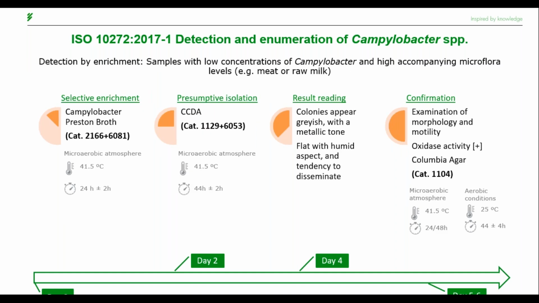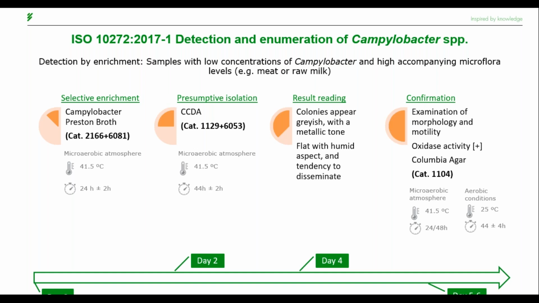The next detection procedure by enrichment is for samples with low numbers of Campylobacter and high level of background microflora, for example, as in meat or raw milk. The procedure is very similar to the previous one we have reviewed. The difference is that 10 grams or milliliters of the sample are added to 90 milliliters of a liquid enrichment medium, in this case directly onto Campylobacter Preston broth. The incubation conditions are at 41.5 degrees Celsius in a microaerobic atmosphere for 24 hours.